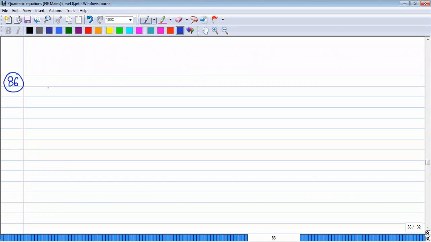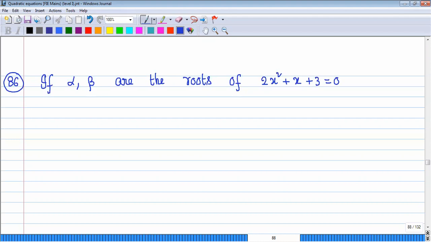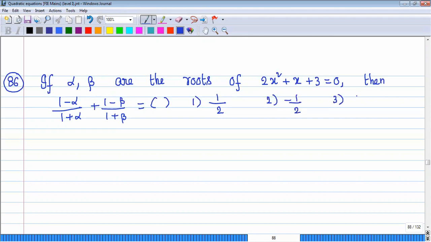So 86th. If alpha, beta are the roots of 2x square plus x plus 3 equals to 0, then 1 minus alpha upon 1 plus alpha plus 1 minus beta upon 1 plus beta equals to, first option 1 upon 2, second option negative 1 upon 2, third option 3 upon 2, fourth option negative 3 upon 2.